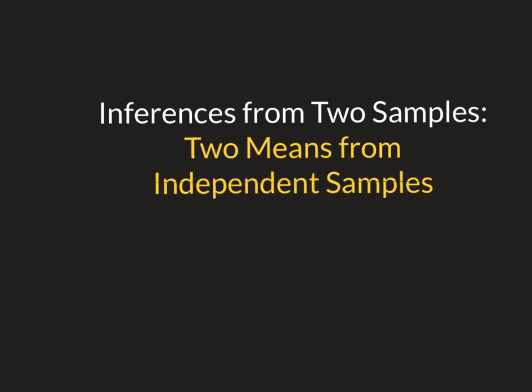All right, guys, today we've got inferences from two samples again. Still working with two samples, but today instead of doing two proportions, we're doing two means, and two means from independent samples. We'll get to what that is in just a second. Again, independent samples, we're going to assume a couple of things.